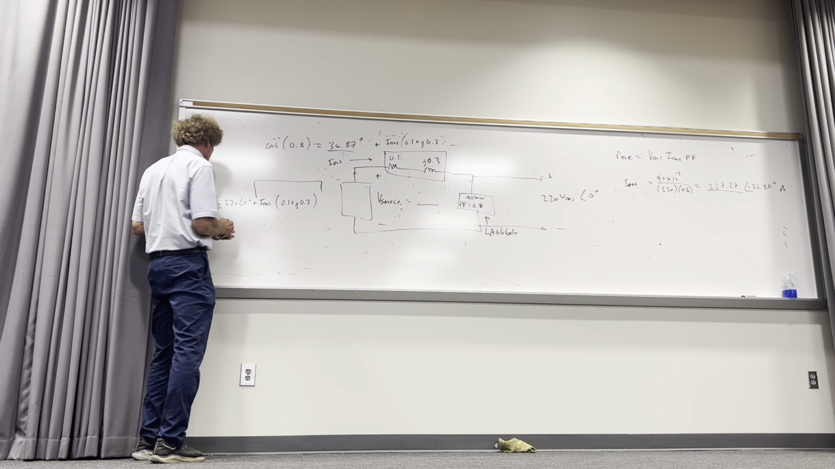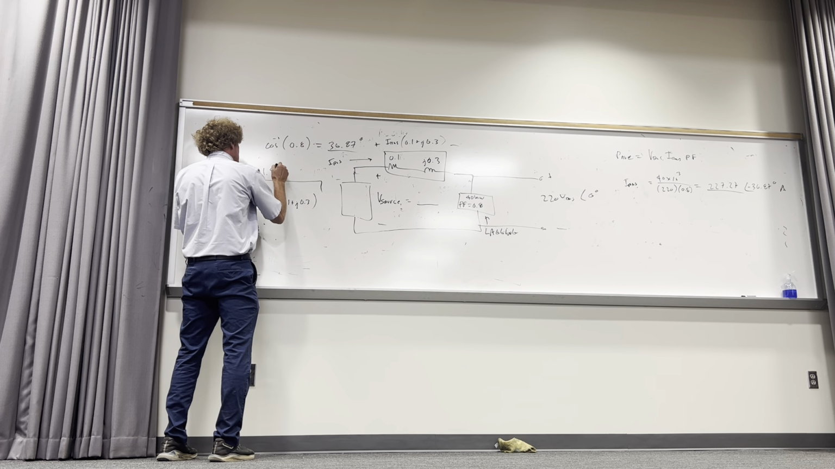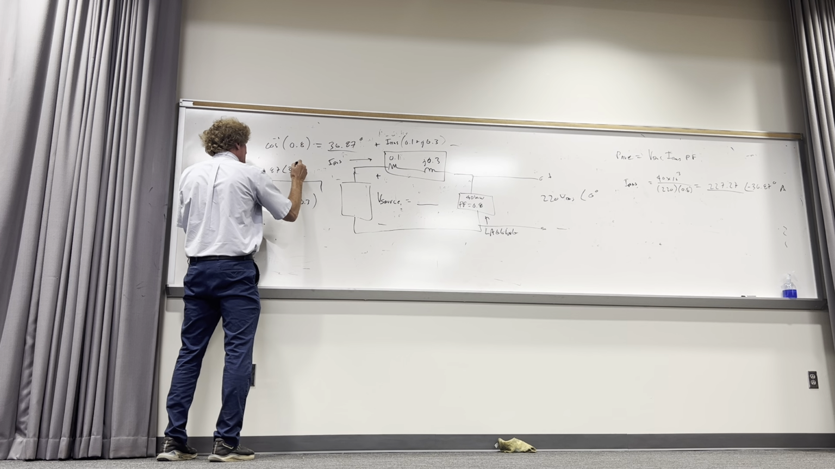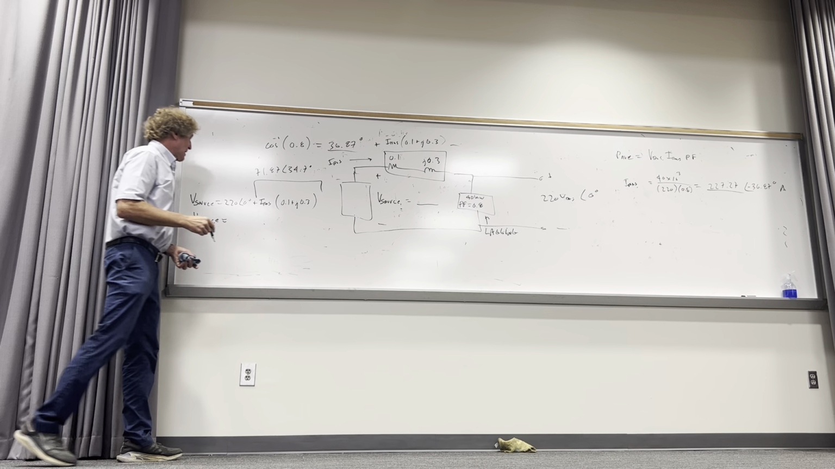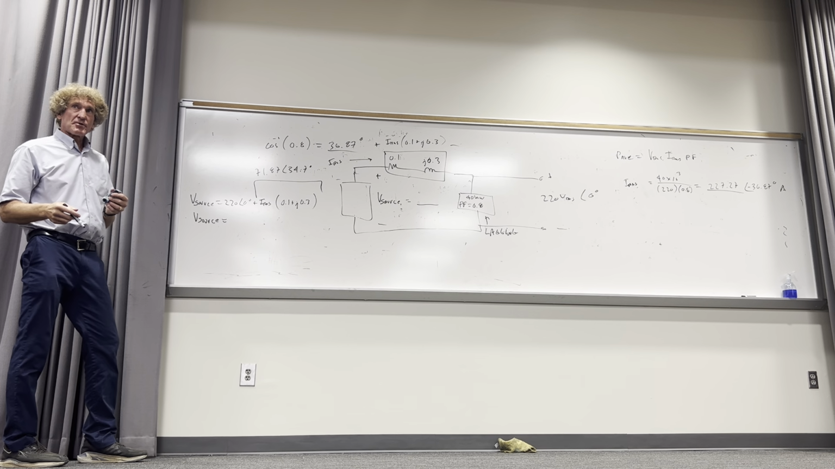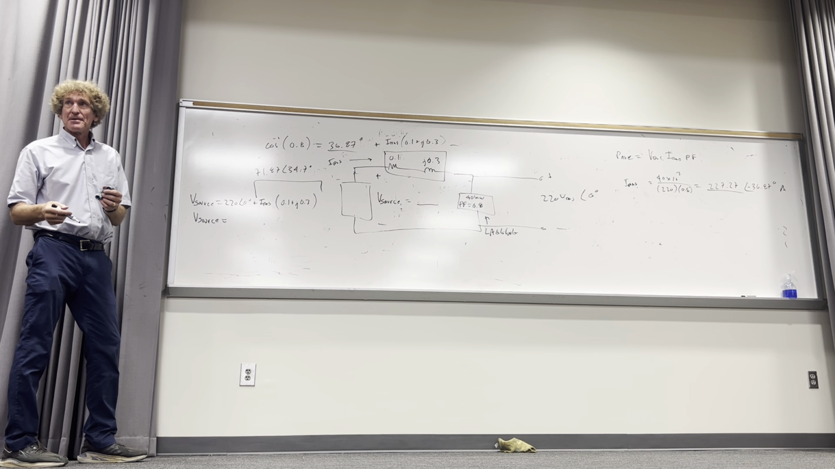$71.87 at an angle of 34.7. 71.87 at an angle of 34, did you say? 34.7. Okay. Now if you add that to 220 at 0 degrees, what do you get? Better be a positive angle.